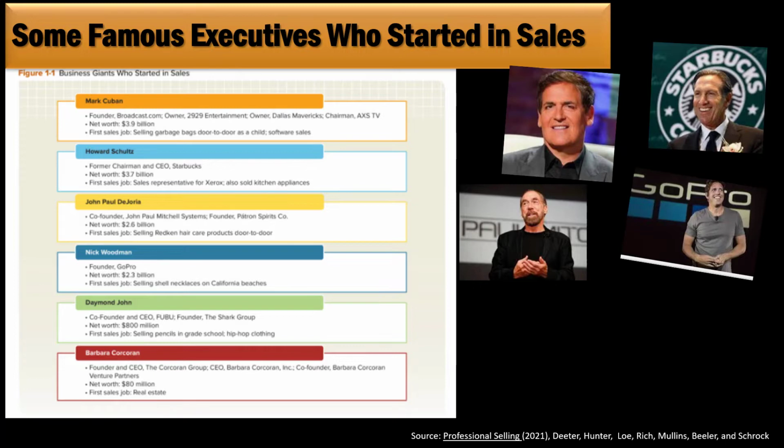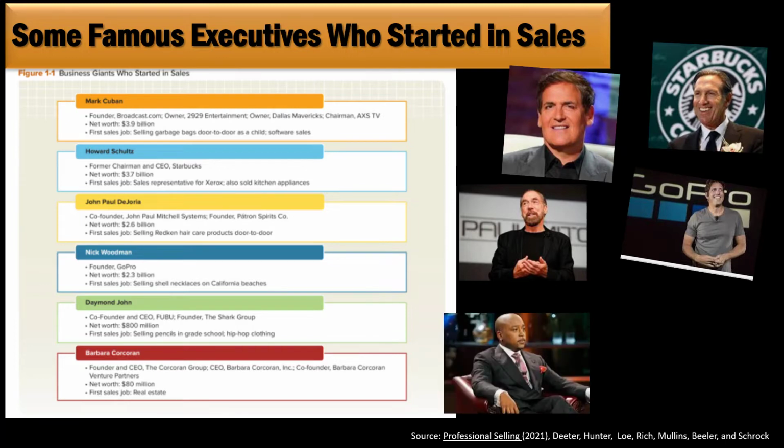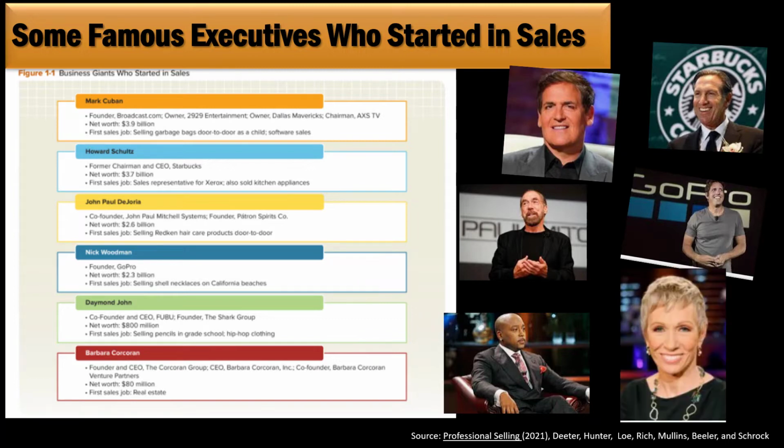So Nick Woodman of GoPro started selling necklaces on California beaches. That's where he got his start. If you're a big fan of GoPro, that's a more contemporary product. Damon John also started by selling pencils in grade school, and then he started selling some hip hop clothing, which fits with where he evolved. And then Barbara Corcoran. Both Damon John and Barbara Corcoran are from Shark Tank as well, as is Mark Cuban. So you've got three Shark Tank folks on here.